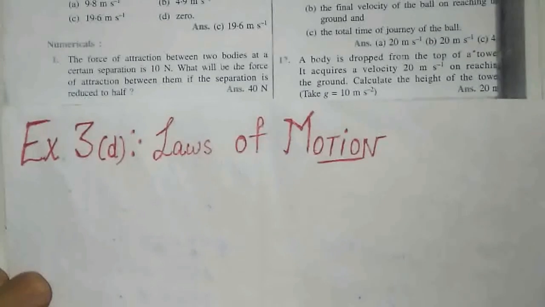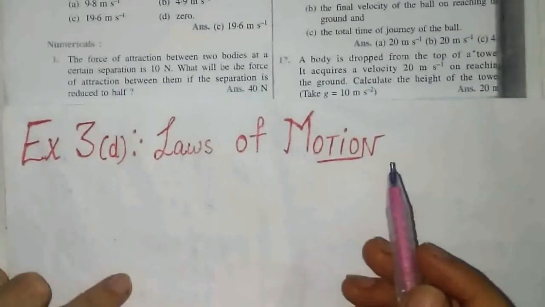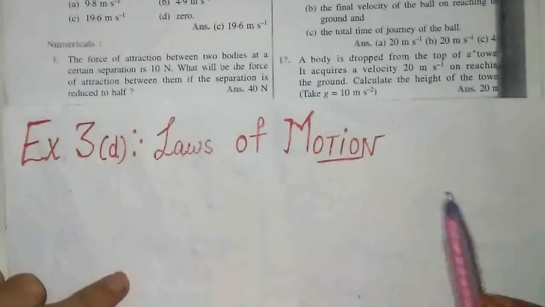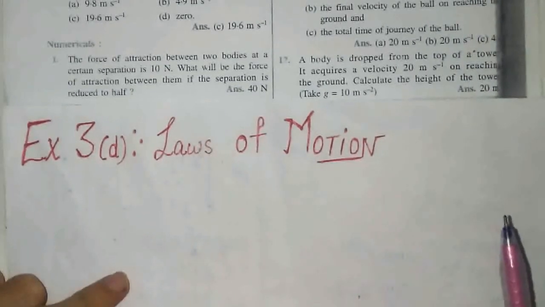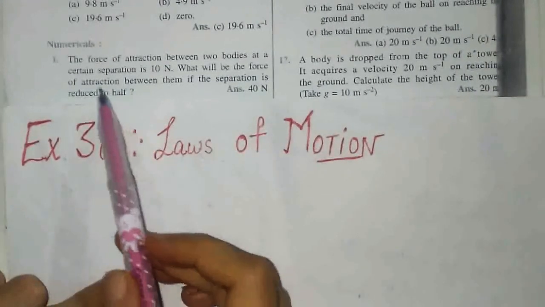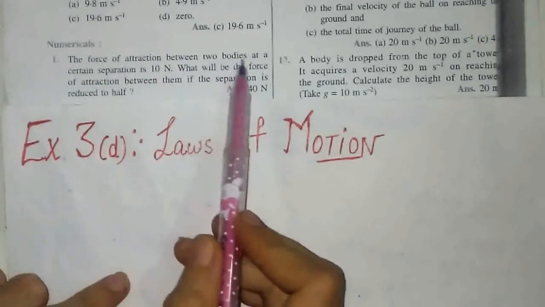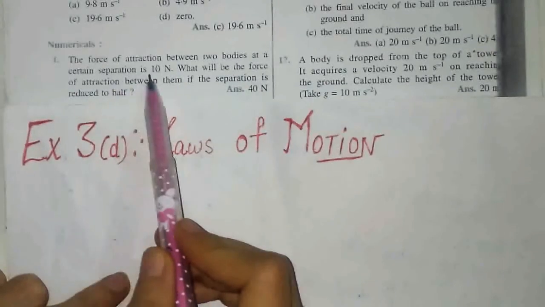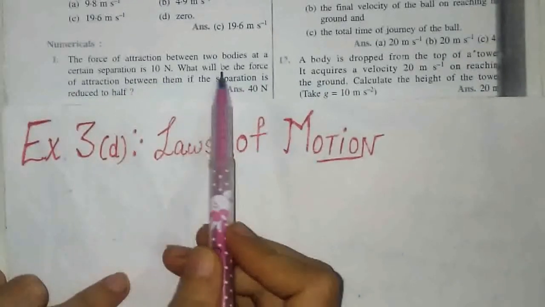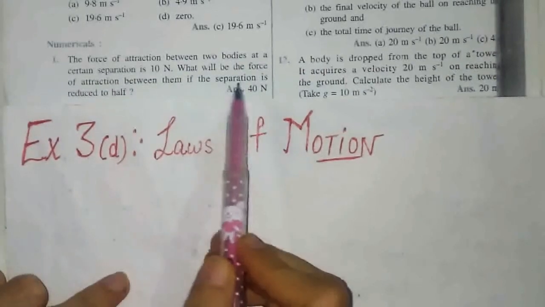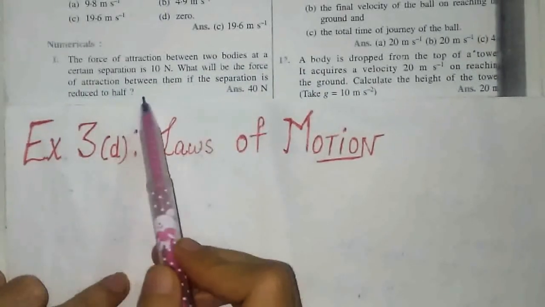So students, today we are going to solve Chapter 3, Laws of Motion numericals. This is Exercise 3D of Selina Publication. The very first numerical is: the force of attraction between two bodies at a certain separation is 10 Newton. What will be the force of attraction between them if the separation is reduced to half?